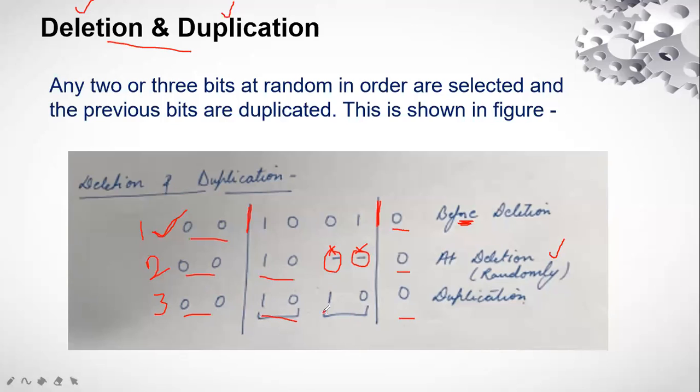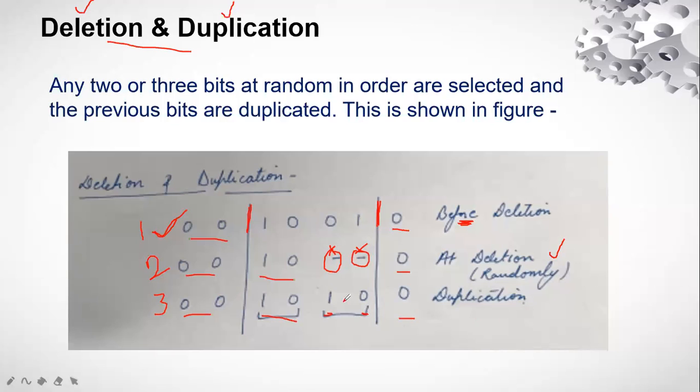Now what I'm going to do is, here it was empty. These two bits were deleted. The previous two bits are 1 0, so I'm just creating duplicate copies of that 1 0. So I've just duplicated these two bits as 1 0. Okay, so this is how the duplication operator is applied after the deletion.